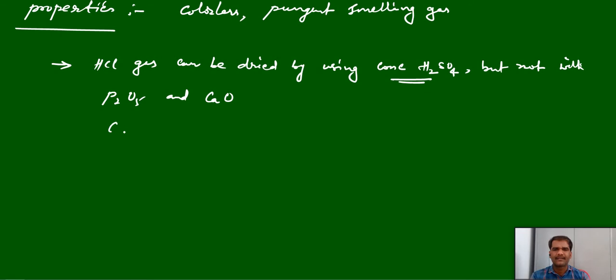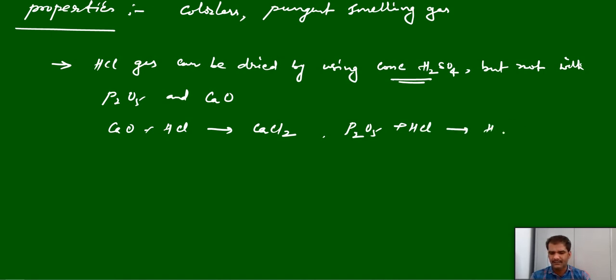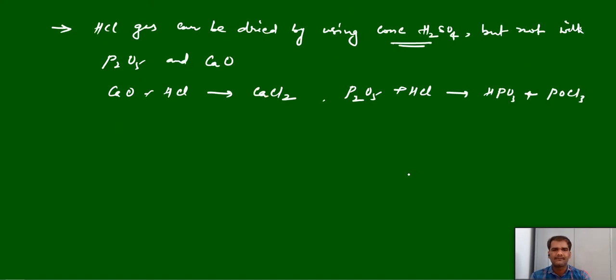Why? Because if you take calcium oxide and treat with HCl, we will get calcium chloride. Instead of drying, this chemical reaction can take place. Similarly, P2O5 also, if we treat with HCl, you may get metaphosphoric acid, HPO3, dehydrating agent, and it will form POCl3. So that is why we cannot use these two dehydrating agents, we can use only concentrated sulfuric acid.